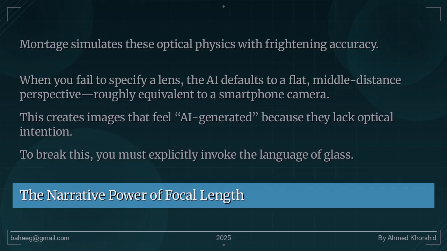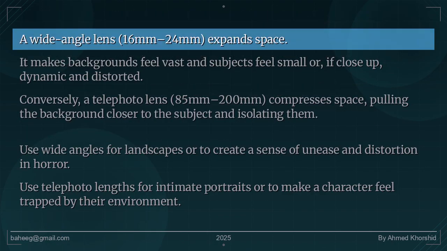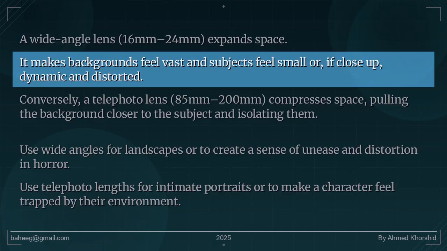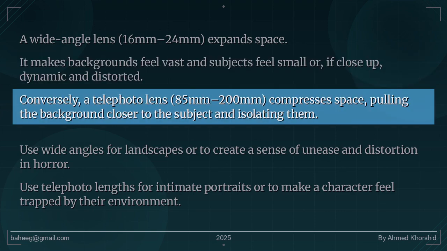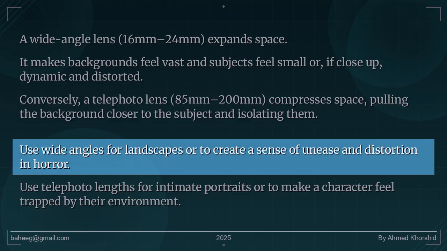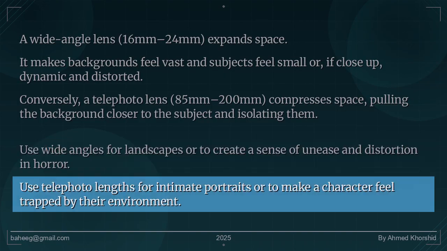The narrative power of focal length. A wide-angle lens, 16 mm, 24 mm, expands space. It makes backgrounds feel vast and subjects feel small or, if close up, dynamic and distorted. Conversely, a telephoto lens, 85 mm, 200 mm, compresses space, pulling the background closer to the subject and isolating them. Use wide angles for landscapes or to create a sense of unease and distortion in horror. Use telephoto lengths for intimate portraits or to make a character feel trapped by their environment.